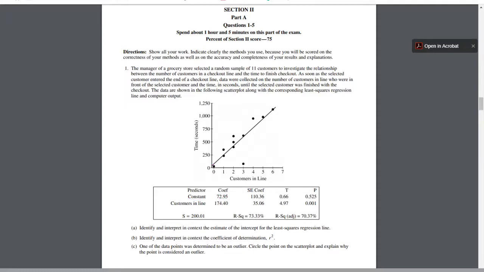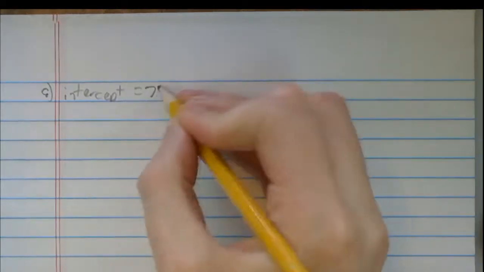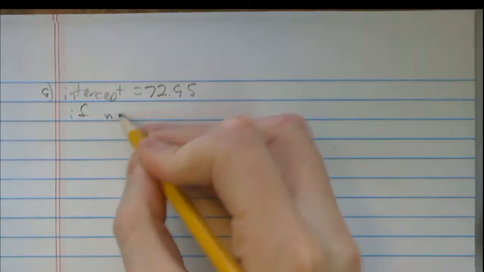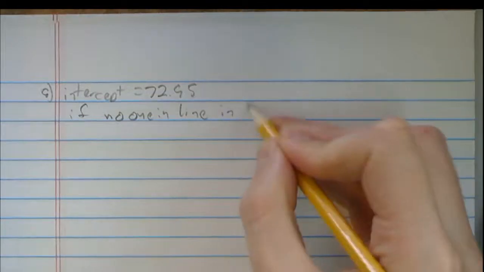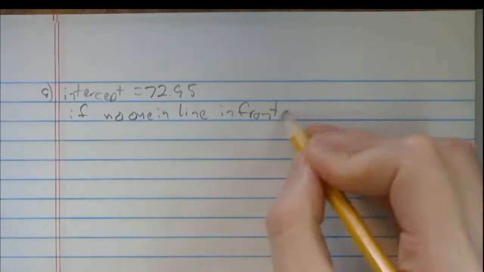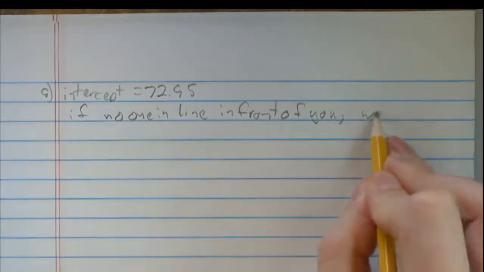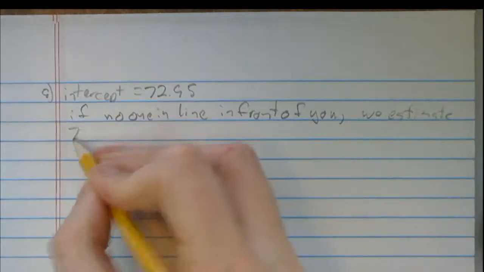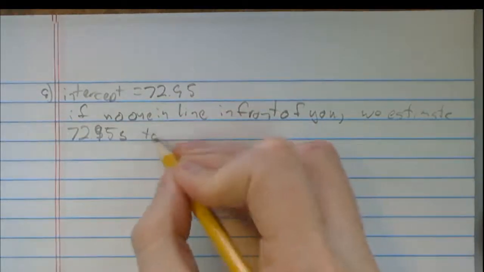So let's write that down. If no one in line in front of you, we estimate 72.95 seconds to check out.